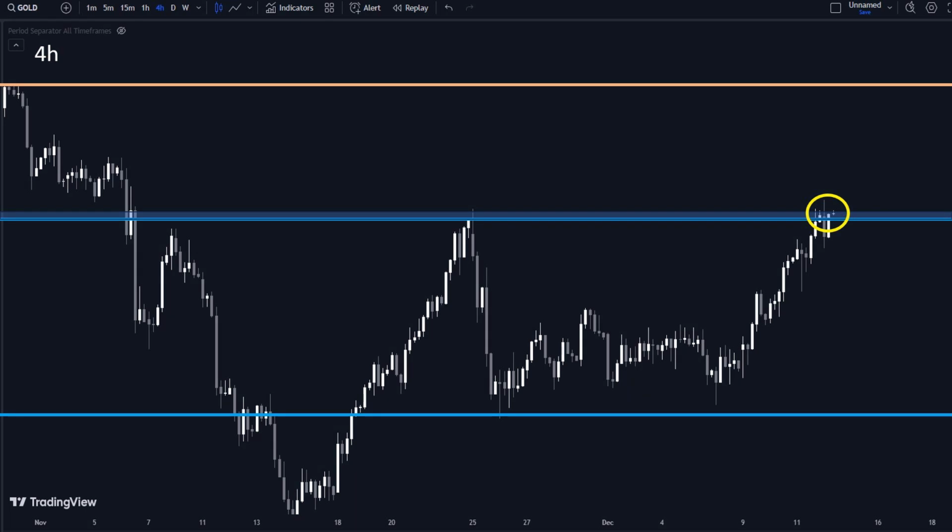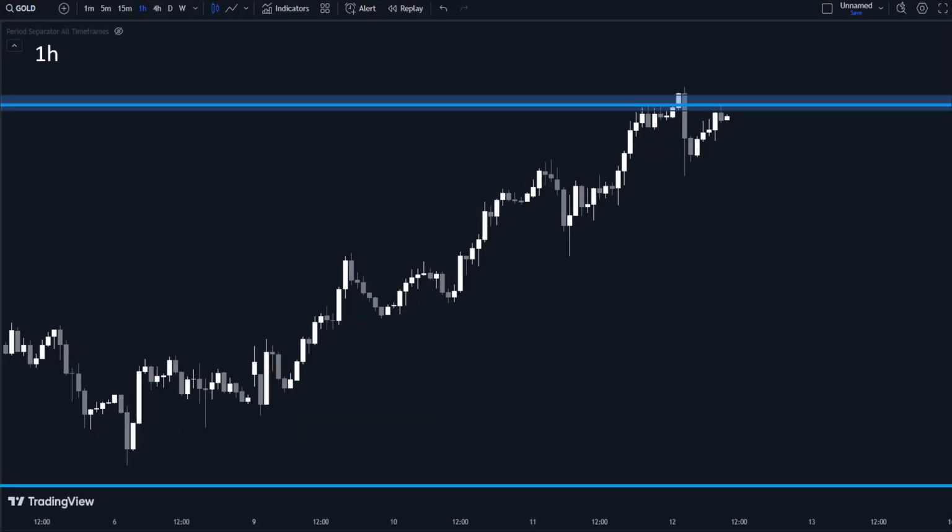We can already spot a candlestick rejection at this zone, indicating a potential loss of momentum. This rejection suggests that demand may be overtaking supply, which could push price to the downside. However, let's not jump to conclusions. If price breaks above this level, it would signal strong bullish momentum, and we'd shift our focus to buying opportunities.